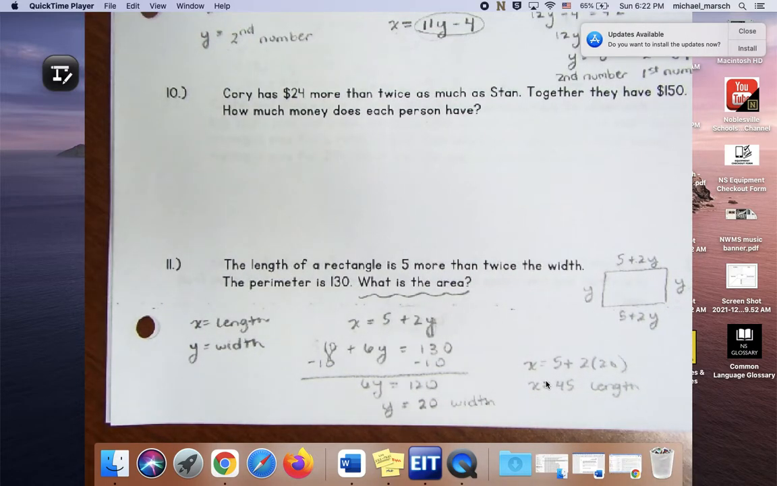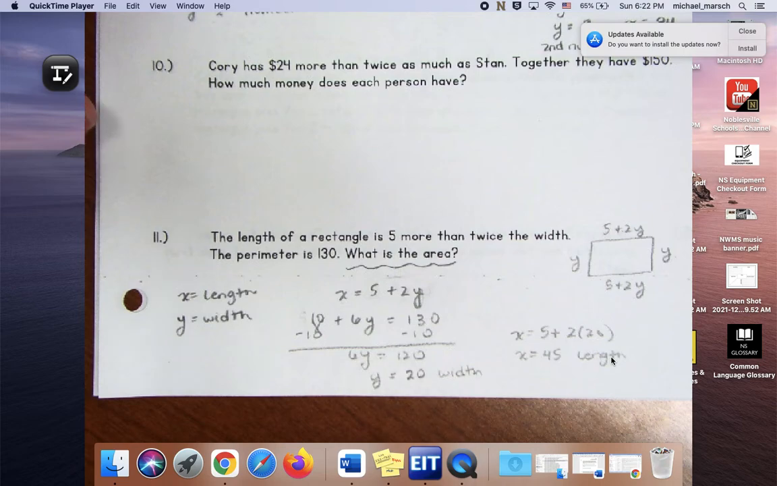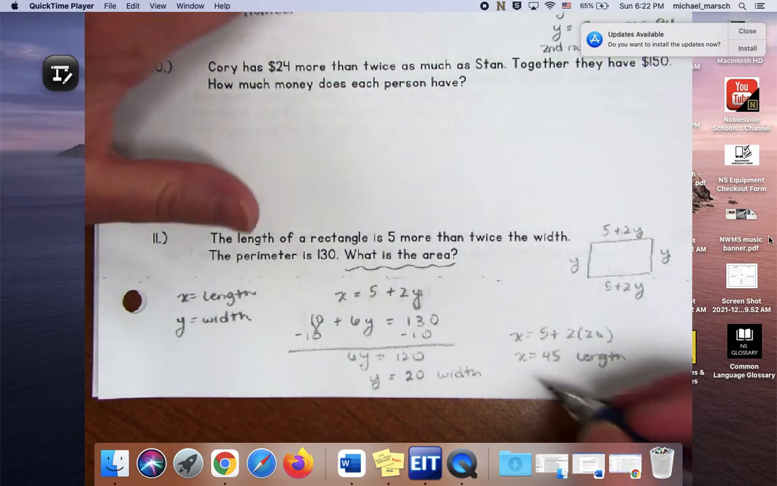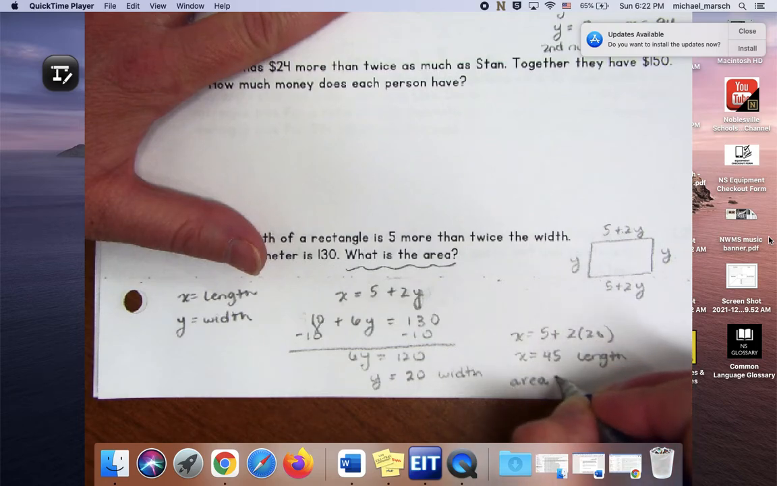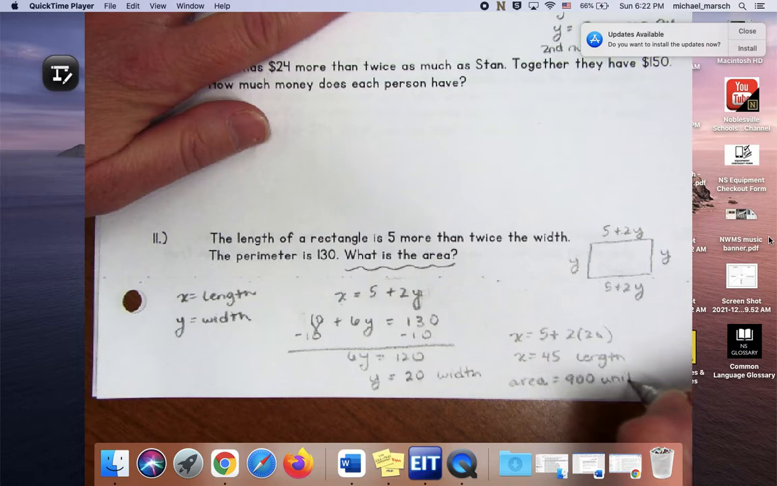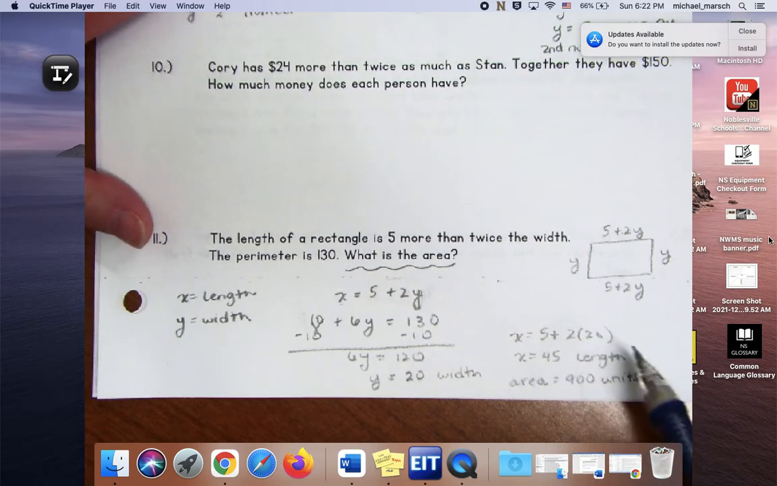Okay, but I'm not done yet, because now I know my length and my width, right? But they want to know what is the area. So what am I going to do to this 45 and this 20 to find the area? What's our area formula? Length times width. So area equals 900 units squared. We don't know if it's feet, inches, miles, whatever. So this is the final answer. So we have our width, our length, and then we have our area.